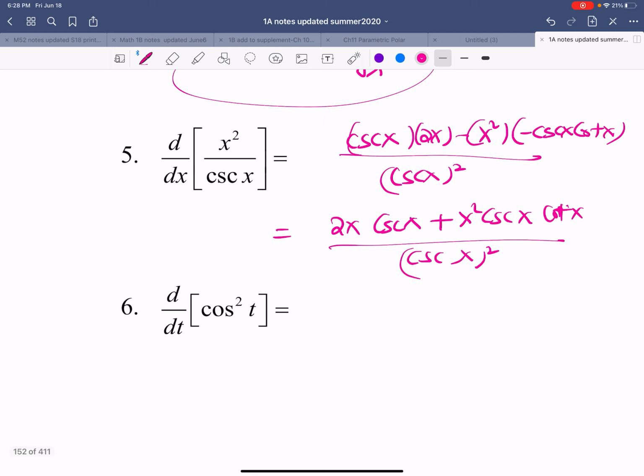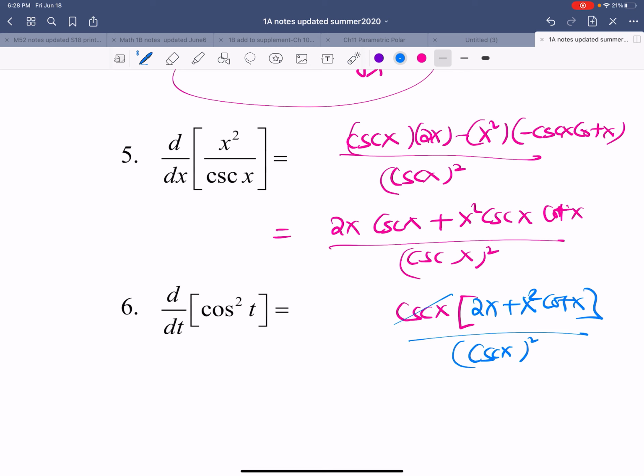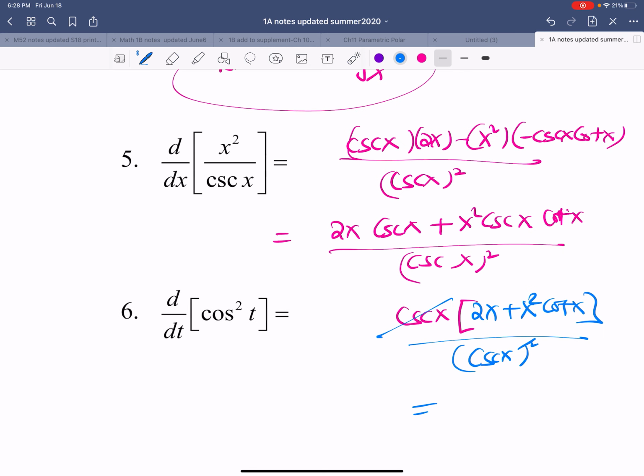Looks like cosecant x is a common factor between numerator and denominator, and I'm left with 2x plus x squared cotangent x over cosecant x. One of the cosecant x cancels, and the final answer turns out to be 2x plus x squared cotangent x over cosecant x, and that's our derivative here.